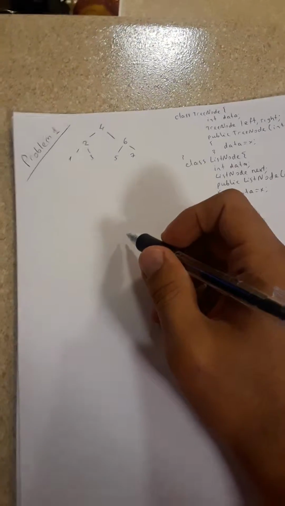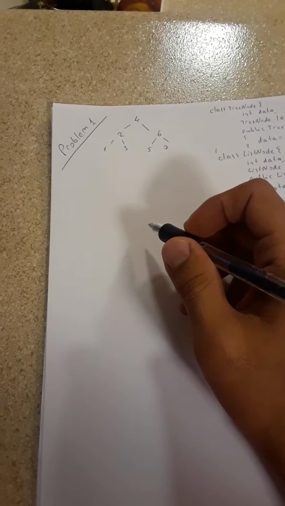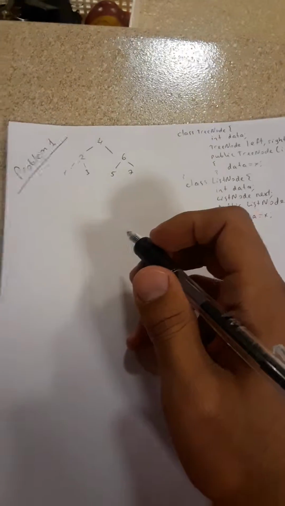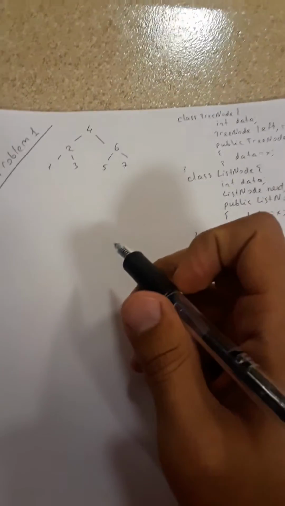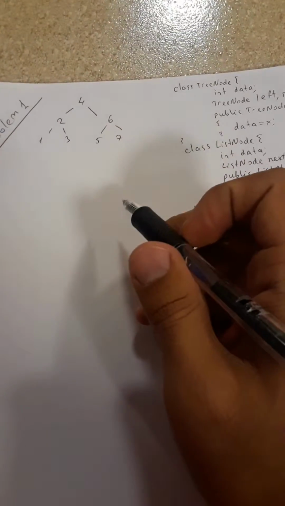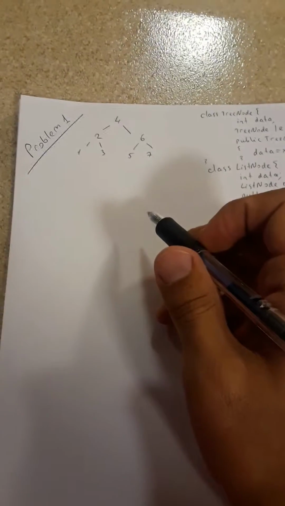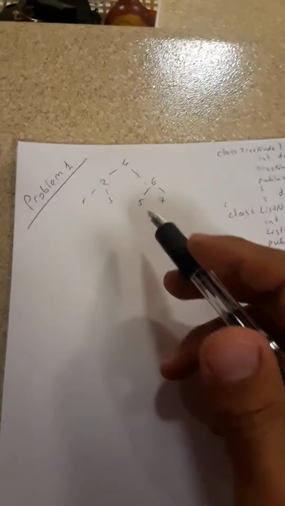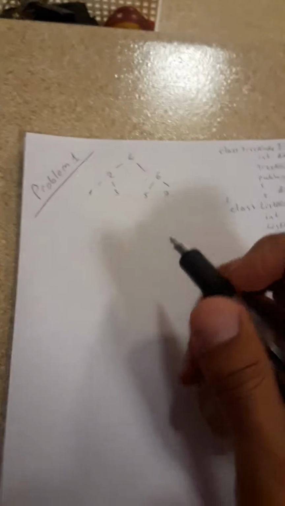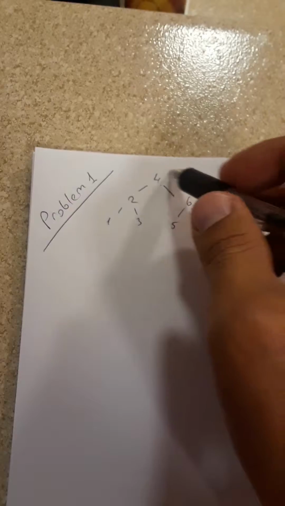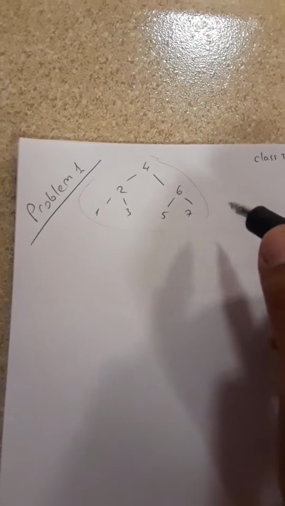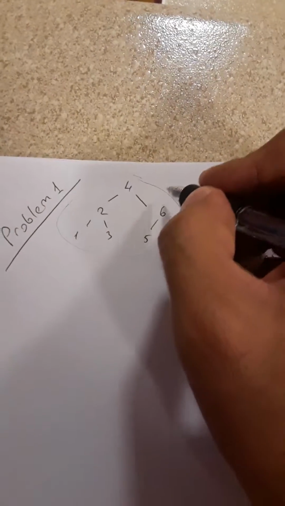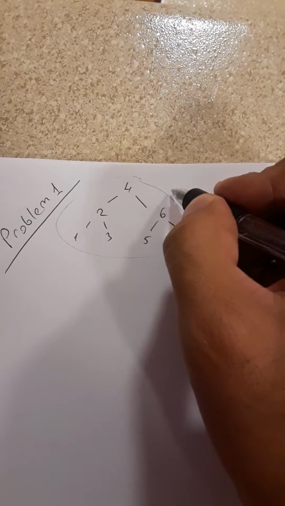So here's problem number 1 of the second tree assignment. We're given a binary tree or a binary search tree, and using this binary tree we need to create a linked list of each depth of the tree.